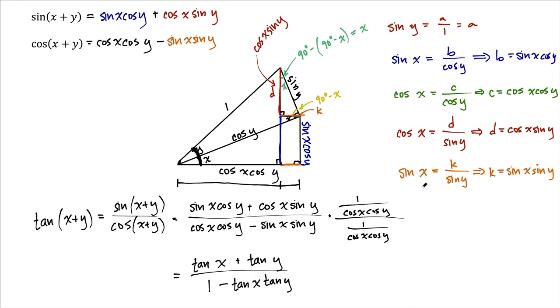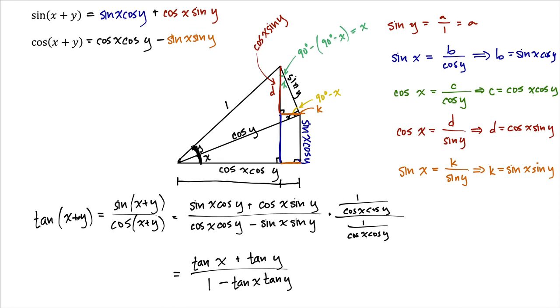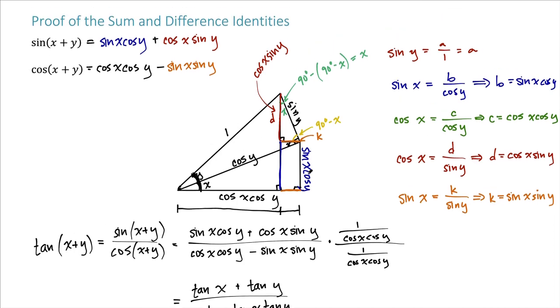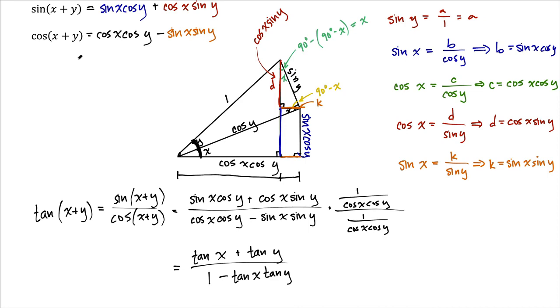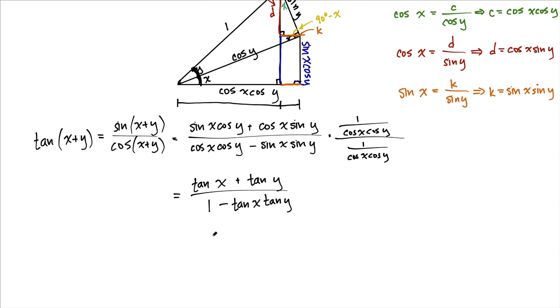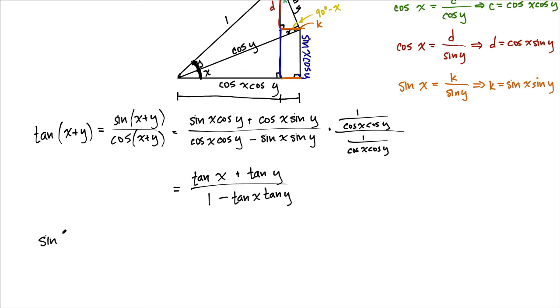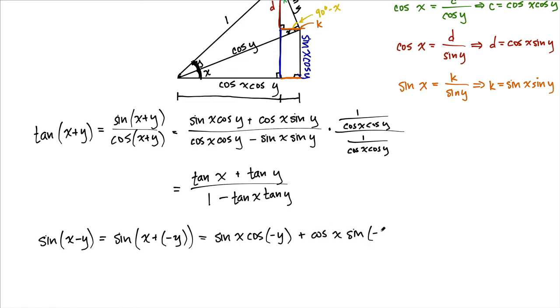So that's the proof of the sine, cosine, and tangent sum identities. The question is, what about the difference identities? And this is really quick to do with any of these. I'm just going to do it with the sine formula. If I want to find a formula for sine of x minus y, all we do is we think of this as sine of x plus negative y. And then we can use the sum formula for the sine here. So this is sine of x times cosine of negative y plus cosine of x sine of negative y.